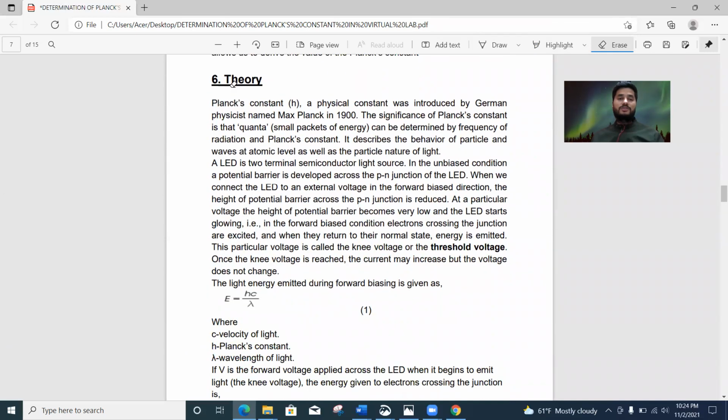Likewise, in point number 6 in my PDF, there is a theory. Planck's constant, a physical constant, was introduced by the German scientist Max Planck nearly in 1900. The significance of Planck's constant is that a quantum means a small packet of energy, a packet of photon, and it can be determined from the frequency of the radiation and Planck's constant.